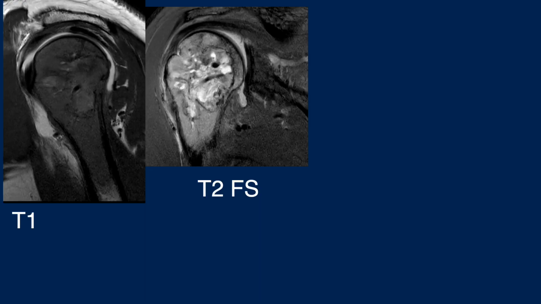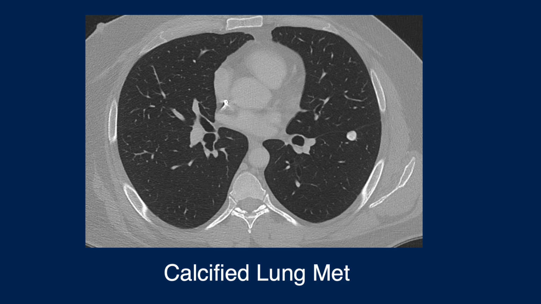The MRI clearly showing that the lesion extends across the physis and has this markedly heterogeneous appearance. Don't forget that metastatic disease to the lung, which is a common site for osteosarcoma, can calcify.